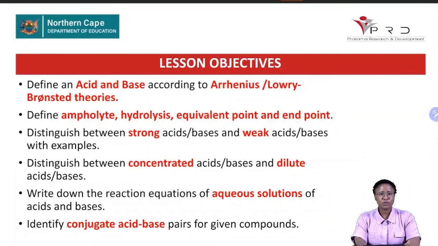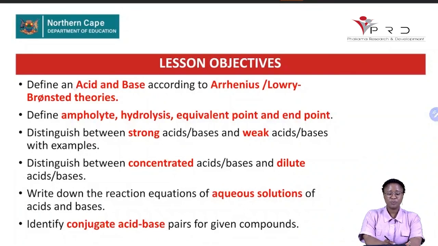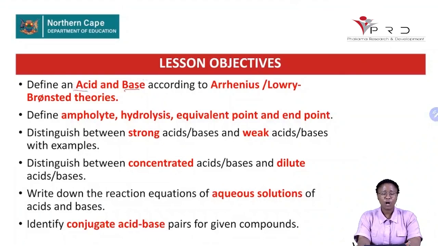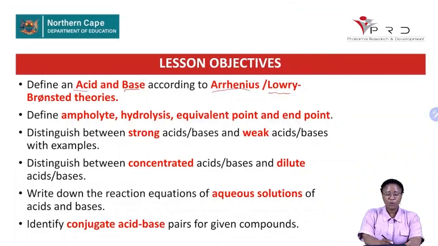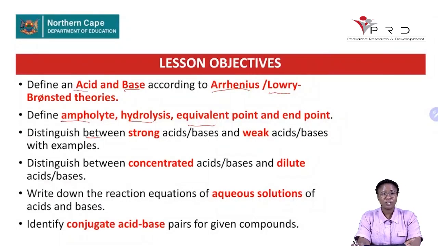Now, before we can get into today's revision, the following are the lesson objectives. You should be able to define an acid and a base according to two theories, which are the Arrhenius as well as the Lowry-Bronsted theories. You also should be able to define the terms ampholyte, hydrolysis, equivalence point, as well as endpoint. You should be able to distinguish between strong acids and strong bases, as well as weak acids and weak bases, and you should also give examples, right?